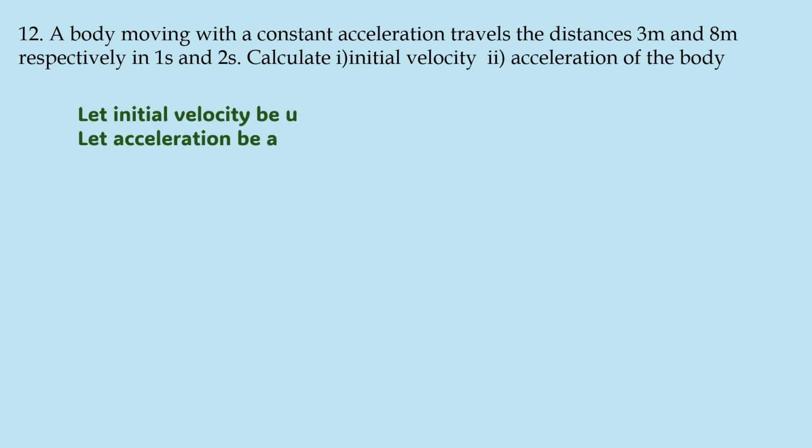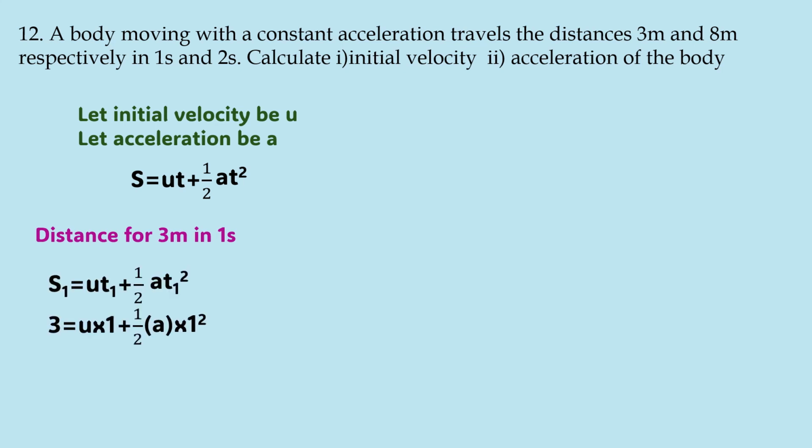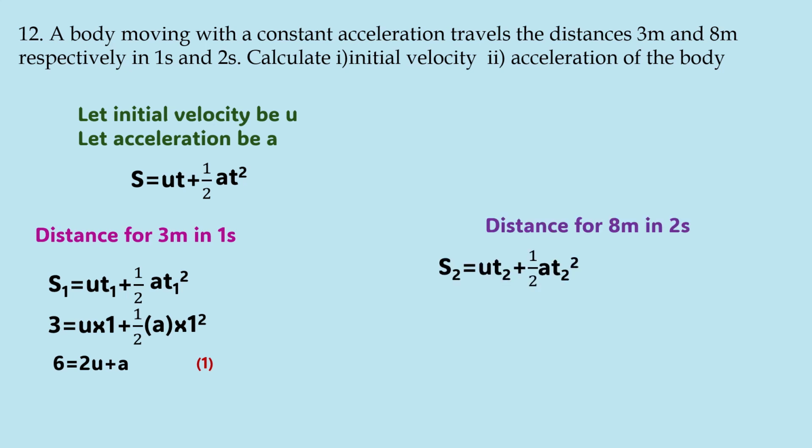Okay, so let the initial velocity be u and let the acceleration be a. The formula is s equal to ut plus half at squared. So distance for 3 meter in 1 second, if you put it in the formula, distance is 3, u into t1 is 1 plus half a, which we have to find, and t1 squared is 1 squared. Okay, so after simplification you get this equation 6 equal to 2u plus a. So give this as equation 1. Now distance for 8 meter in 2 seconds, see s2 equal to ut2 plus half a t2 squared. So s2 is 8, u is the initial velocity that you are to find out, u into 2 plus half a 2 squared. So you are getting another equation as 8 equal to 2u plus 2a. Now you solve equation 1 and equation 2.